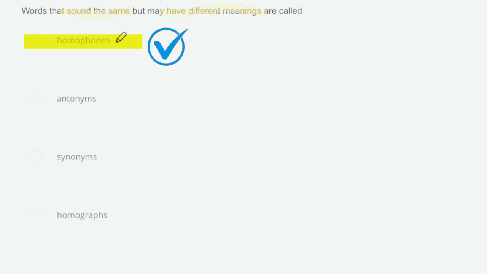Homophones meets that exact definition. They sound the same, but they may have different meanings. So for example, the word see and sea would be an example of one. Obviously seeing in terms of vision, but then sea in terms of the ocean would be an example here. Synonyms and antonyms deal with words with similar definitions for synonyms and different definitions for antonyms. And then homographs deal with some of our phonics concepts. So that one is not dealing with just the pronunciation of words. So that's what leads us to the correct answer of homophones.